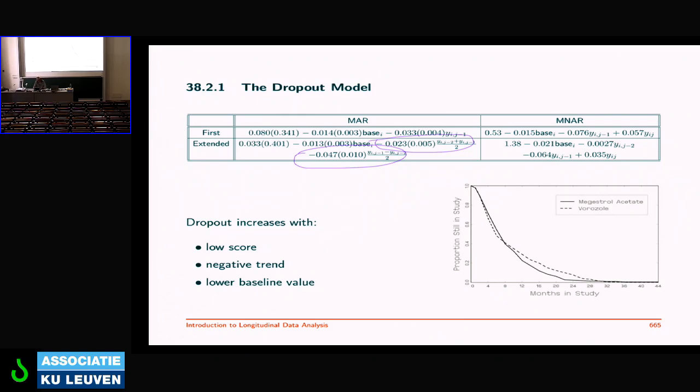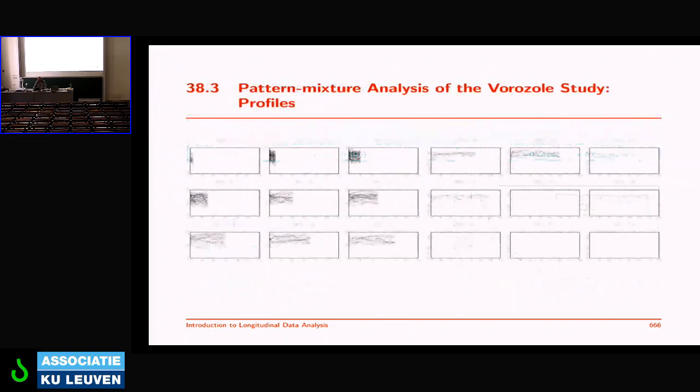And yes, this second MAR model describes the missingness mechanism significantly better than the first one, and from there it can be shown that the first extension is no longer needed. So what do we learn from this model? It shows that a low score, a low baseline value, and a negative trend increase dropout. And isn't that in line with expectation? So this is a case in point for studying your dropout model very carefully, and arguably that can be done often in a missing at random context.